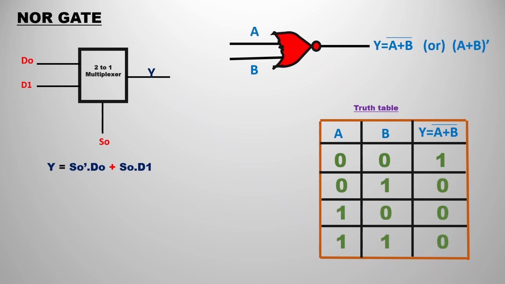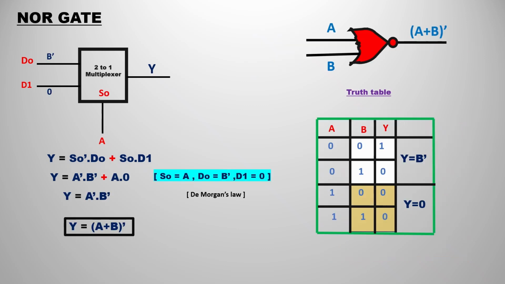Then the next one is the NOR gate. If you consider the NOR gate, what is it? Just the opposite of the OR gate, that is A plus B whole bar. If you consider the truth table, the whole magic is in the truth table only. So the truth table is the main thing. The outputs are 1, 0, 0, 0.